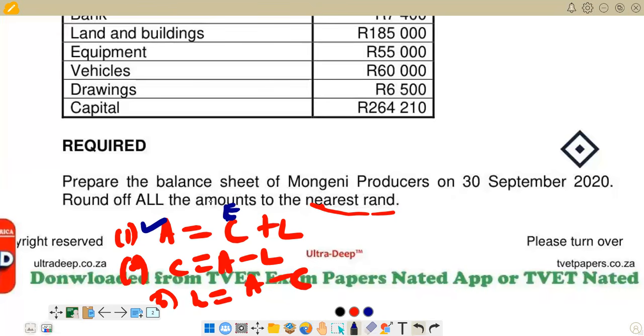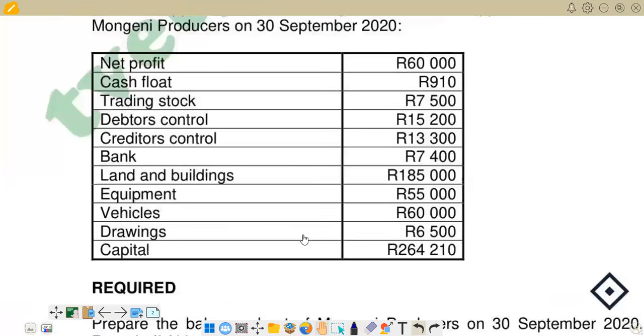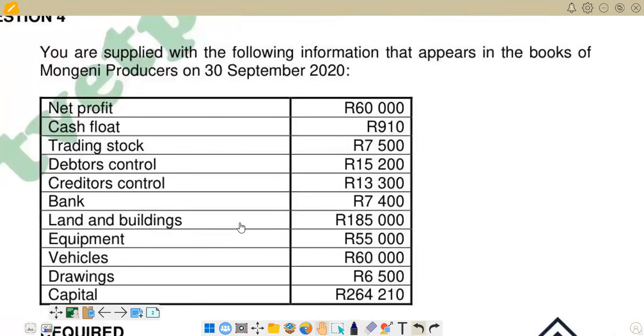So this is what we are going to do when we make the preparation of this balance sheet. On the preparation of the balance sheet, we are going to first list the assets that we have. So we can go up there to try to identify which assets we have in the business. Firstly, we are going to list the assets, and we are going to start with non-current assets.